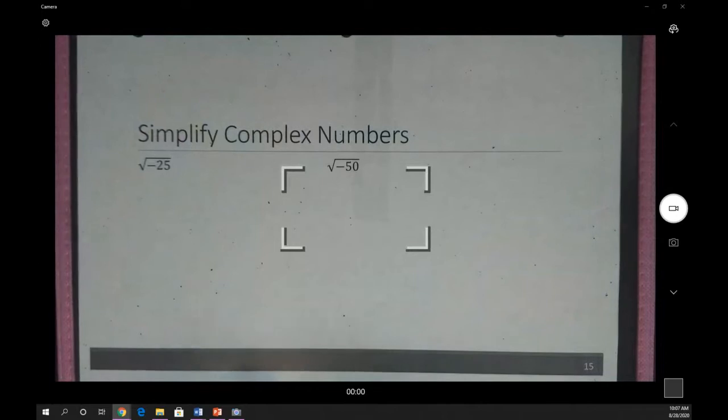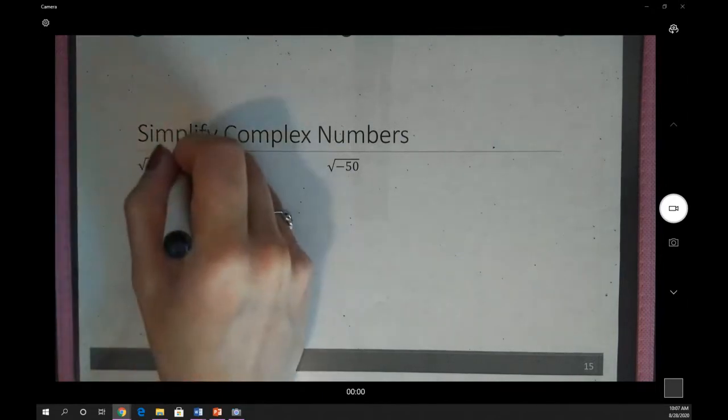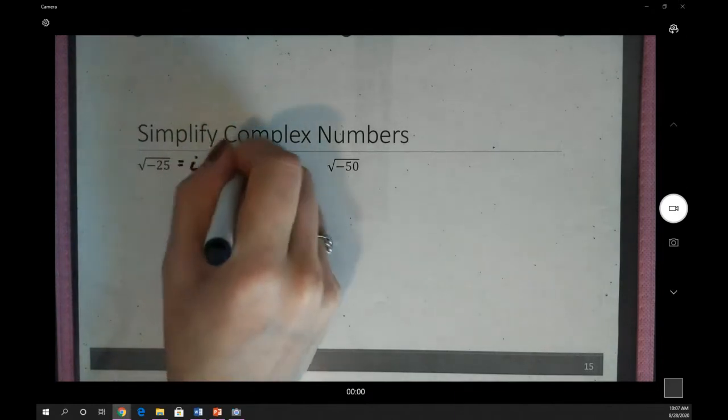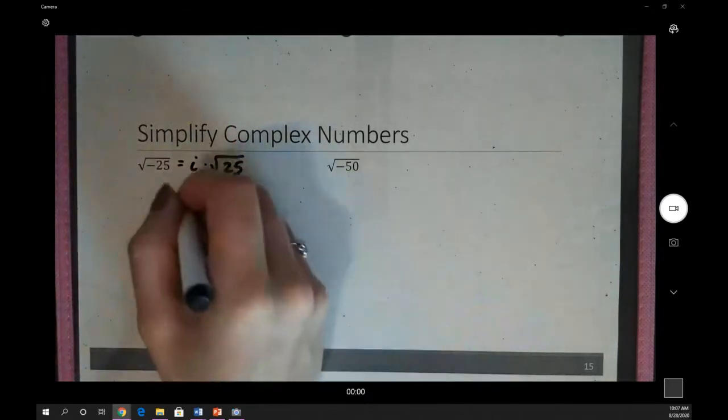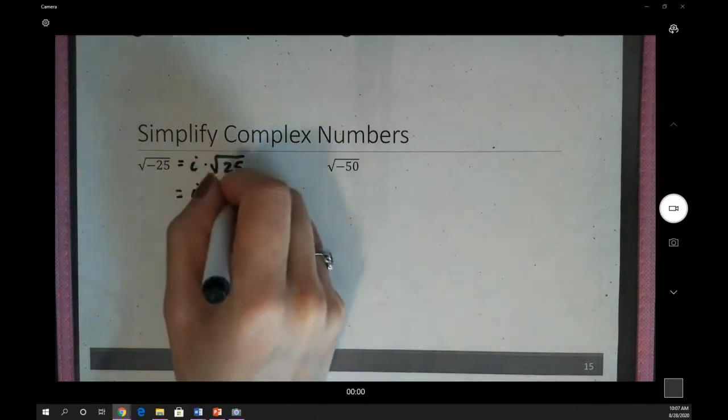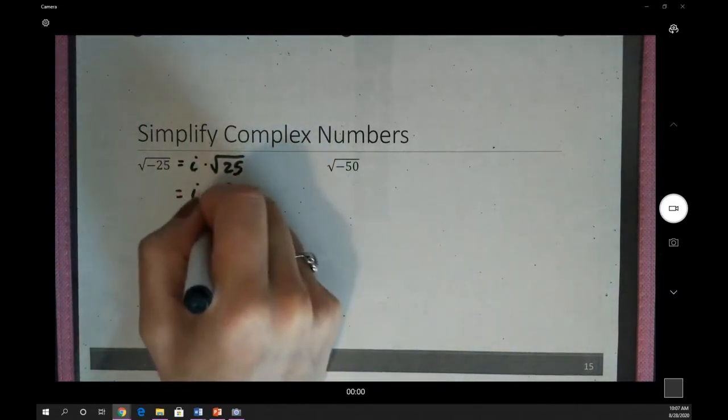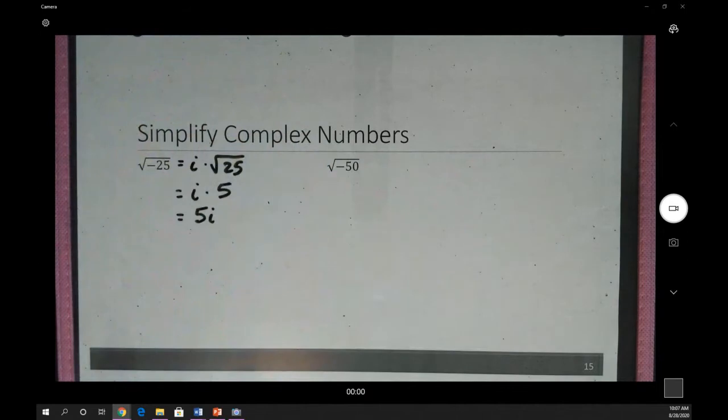We're going to start by just finding some complex numbers. So first up we have the square root of -25. Using that little trick we just learned, this can be i times the square root of 25. But the square root of 25 is 5. So this is i times 5, which we are going to write as 5i. That's all there is to it.